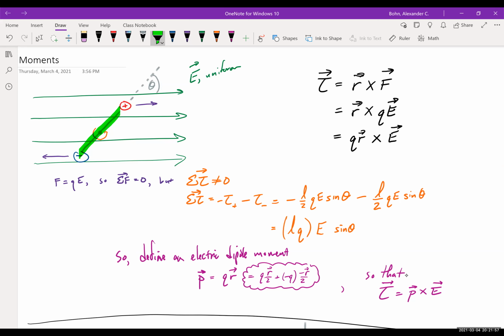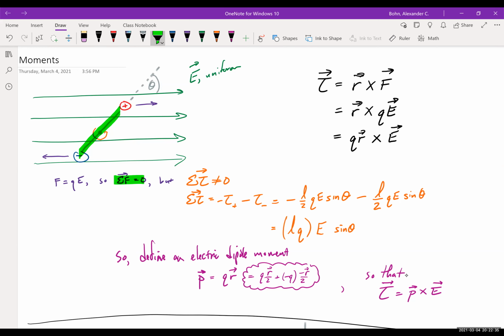Okay, the force on the negative charge and the force on the positive charge both have magnitude QE, where E is the electric field that is uniform in this region and points to the right. So the net force, because the force on the negative charge is opposite the electric field, the net force on this object is 0. So we've got a thing in translational equilibrium.